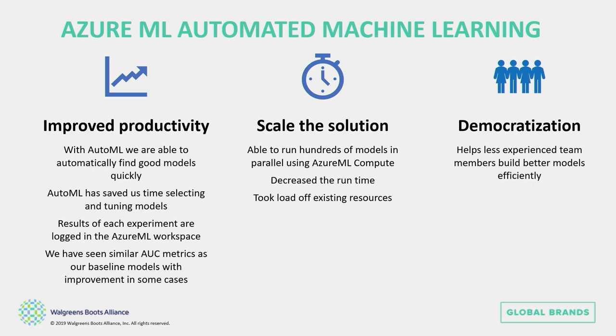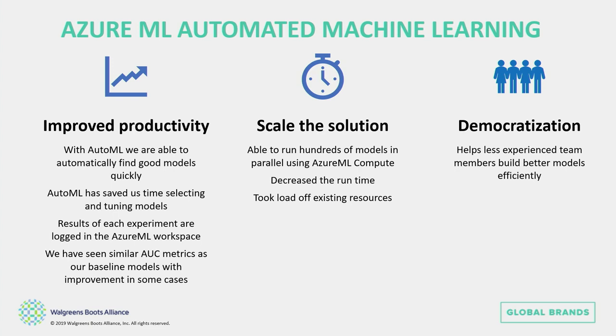And we actually knew that some of the algorithms in AutoML were better suited to our data already, so we were able to whitelist those, as we saw earlier. So it saves us time selecting and tuning the models, but we were also able to log all of the results of each experiment into the Azure ML Workspace, and that's really good. That's given us visibility of what we were doing, when we were doing it, and what the results were, and you can easily lose track of that in our old system.